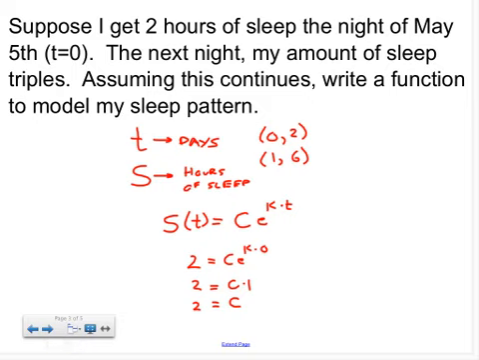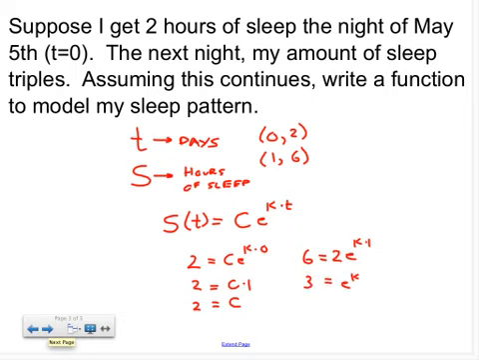So when I plug in 1 for t, I should get out 6 for s. So 6 equals, I now know what c is, so I can use 2 e to the k times 1. And I need to solve this for k. Divide both sides by 2. So 3 equals e to the k.